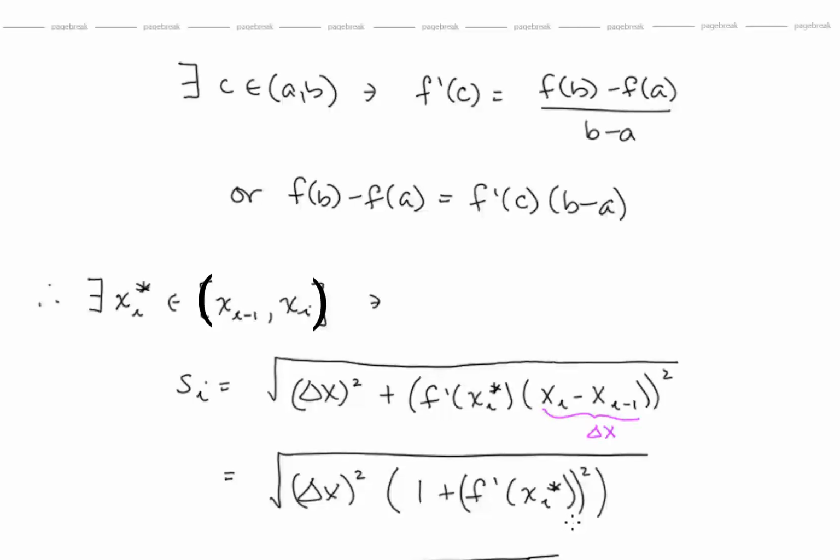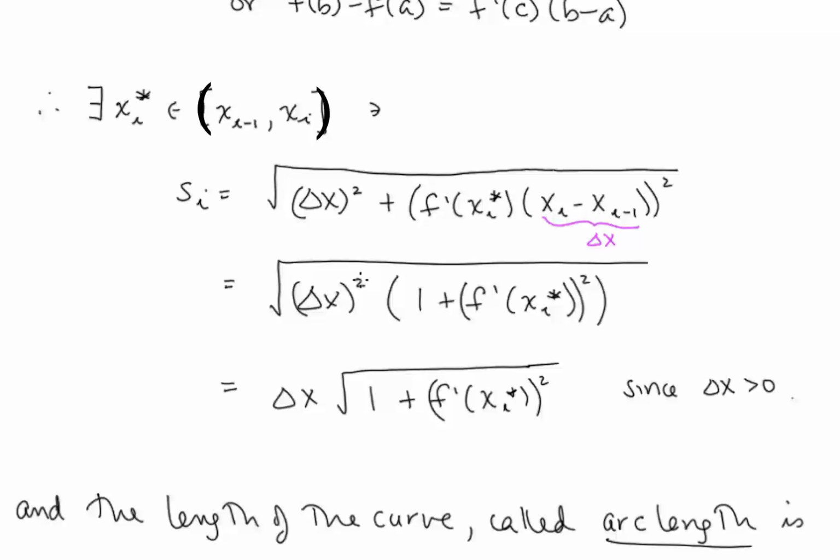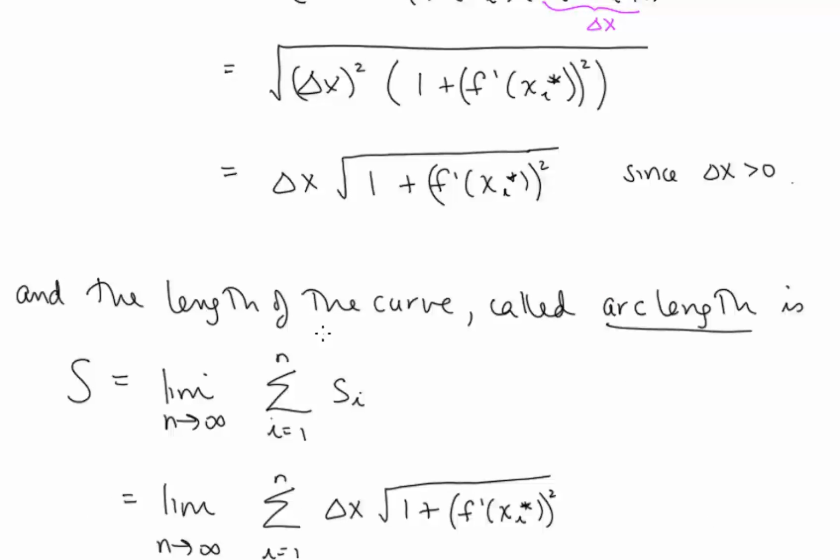And now this delta x quantity squared can come out of the radical because delta x is a positive value. And so we're here. So this is a simplified version of the length of the linear segment over the ith interval. So to find the length of the curve, we're going to sum up these lengths and then take the limit as n goes to infinity.